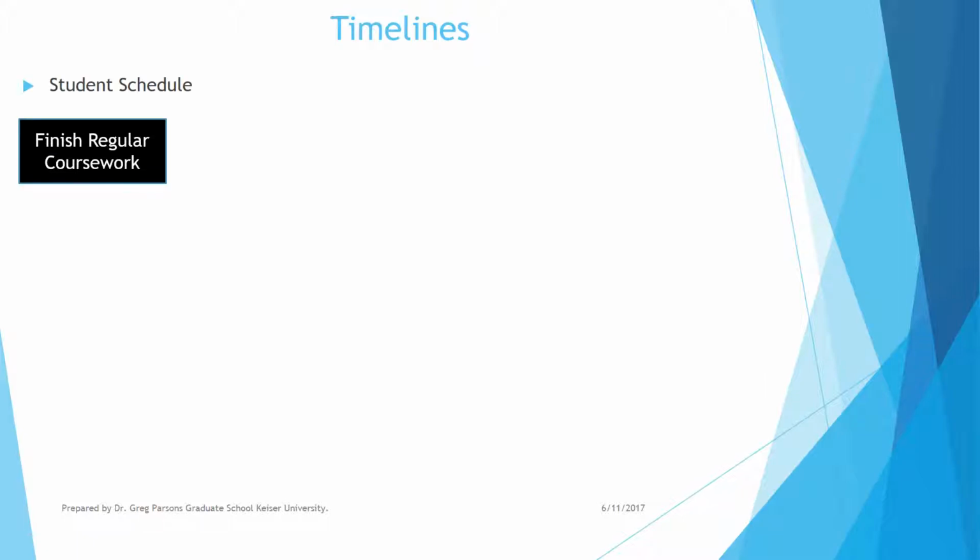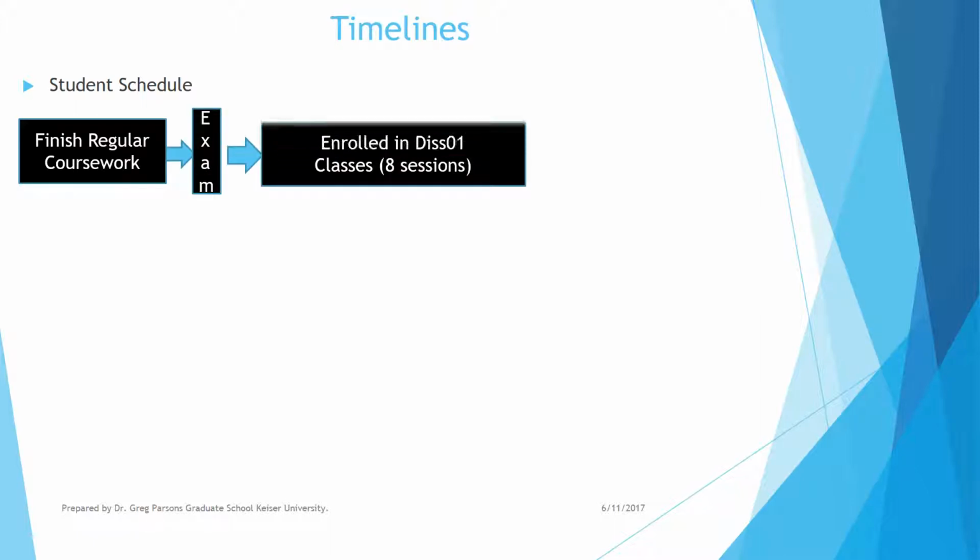But I think the first thing, because of the nature of the audience, is to look at the dissertation process from a number of different perspectives, because these are all relevant to a chair or an advisor. First of all, from the student's perspective, they finish up their regular coursework, then they take their comp exams, then they go into a series of dissertation classes.